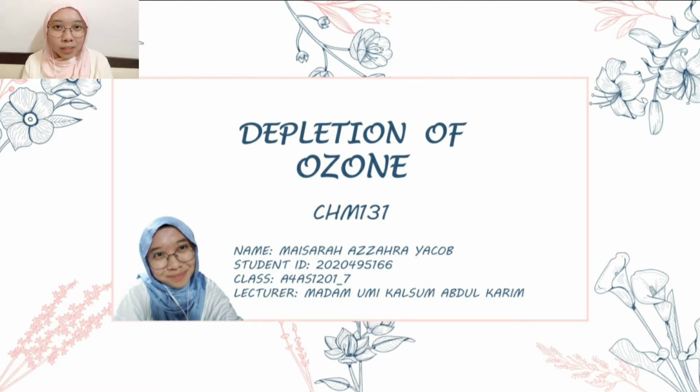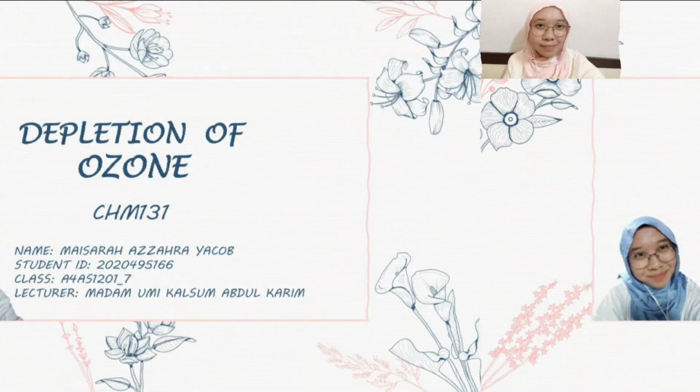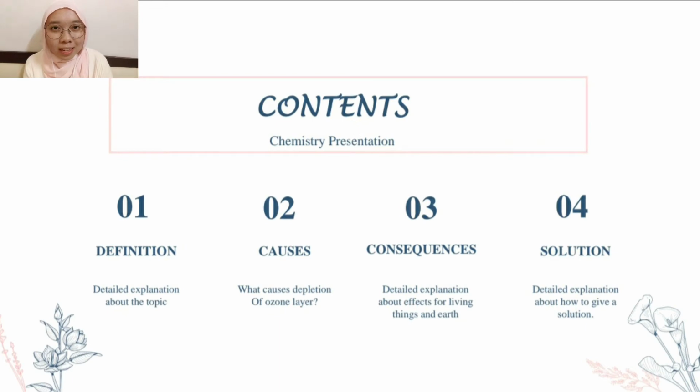So for my presentation topic, I choose the depletion of ozone. Okay, let's move on to the contents. Here there are 4 contents. The first one is the definition. The second one is the causes. What caused depletion of ozone? The third one is the consequences. I will explain in detail the effects on living things caused by depletion of ozone. And the last one is the solution. What should we do to stop this and how should we do it?